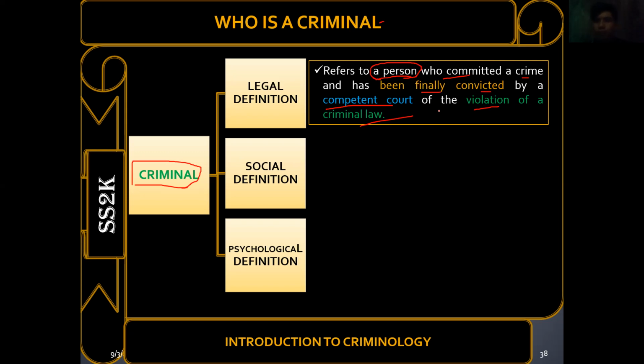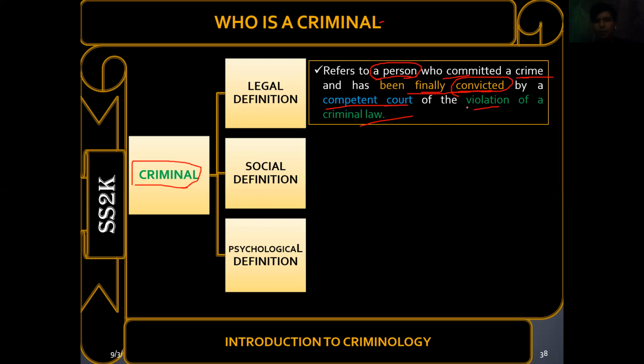So it is very clear. It refers to a person who committed or omitted an act, or who committed a crime. So if a certain person has committed a crime, then he was finally convicted by a competent court for violation of criminal law, then that's the time that you can state that a certain person is a criminal. Pagka hindi pa siya convicted, mga kapatid, hindi pa siya considered as a criminal.